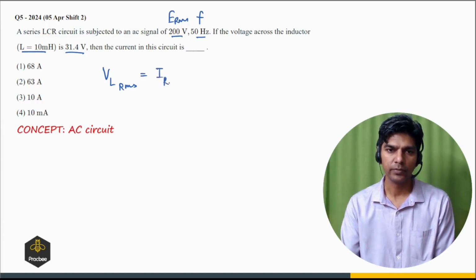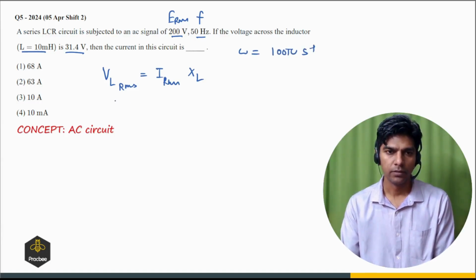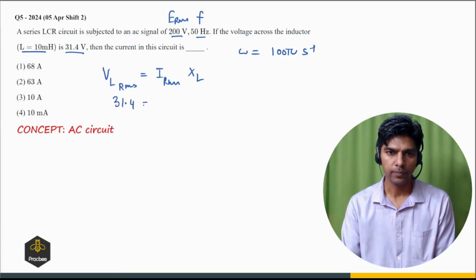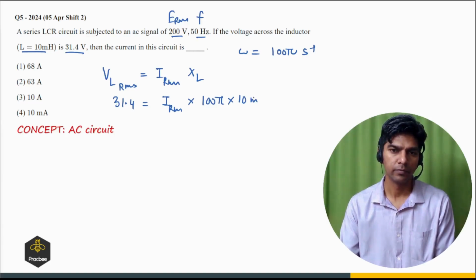So it will be IRMS times XL. And the angular frequency is 100 pi. And this is given as 31.4. IRMS will be, it's an LCR circuit now, and we have to find the current. So IRMS and XL will be omega, omega is 100 pi, times L. L is 10 millihenry. Milli can be written as 10 raised to power minus 3.